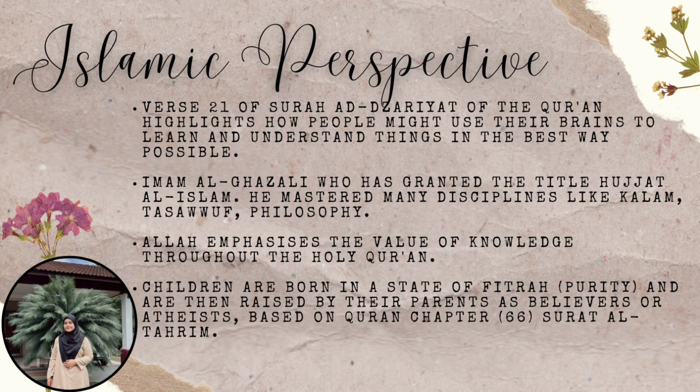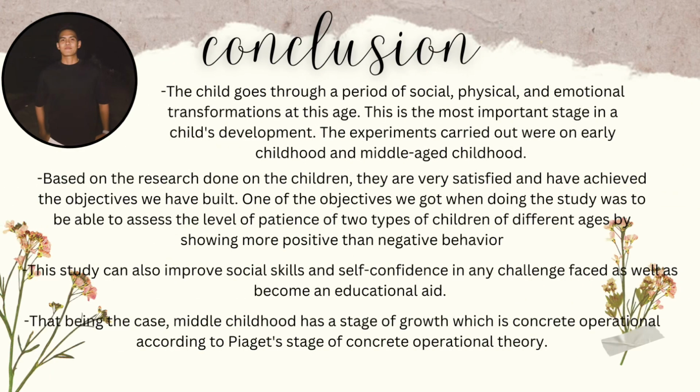The last one is based on Surah At-Tahrim. Children are born in a state of fitrah and are then raised by their parents as believers or atheists. Here it means parents have the responsibility to teach their children in order for them to become practicing Muslims when they are adults. Numerous passages of the Quran speak about parents' obligation to look after and raise their children. So, as a parent, one must be a role model for their children and educate them to distinguish between right and evil to make their future life better.